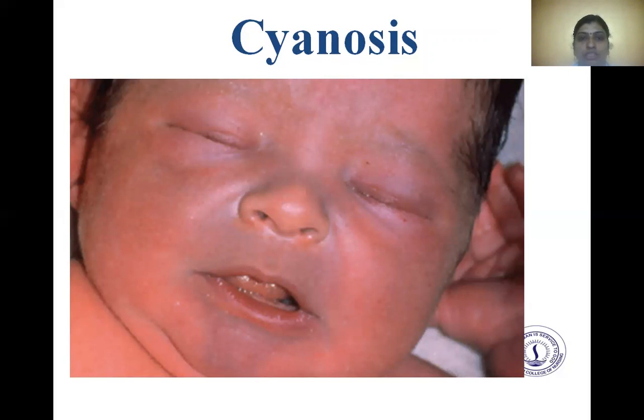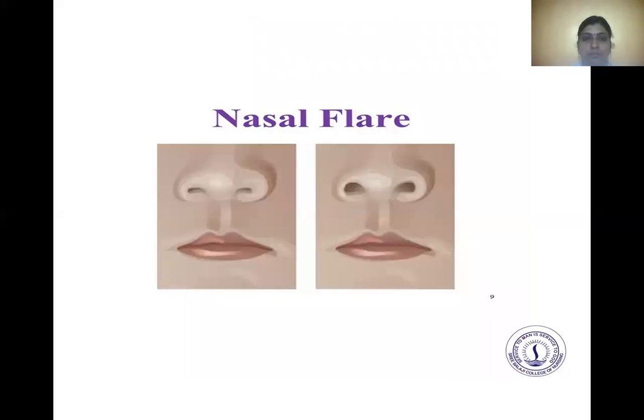Next, the child will have bluish discoloration of the skin. Usually, the bluish discoloration will be seen in the nose, around the eyes, and in the lips. Sometimes we can see the cyanosis all over the body. Next is nasal flaring. Widening of the nostrils will be seen in respiratory distress syndrome babies while they are taking each breath.